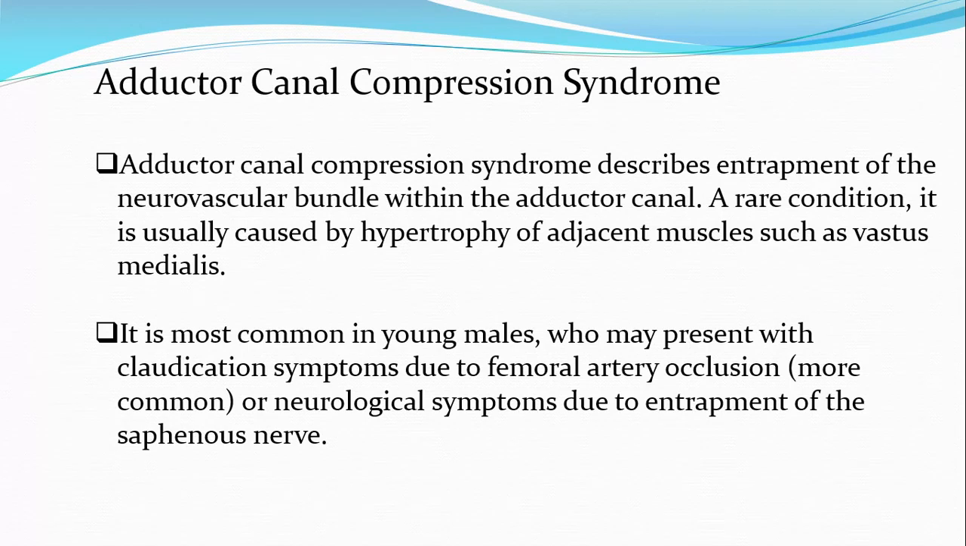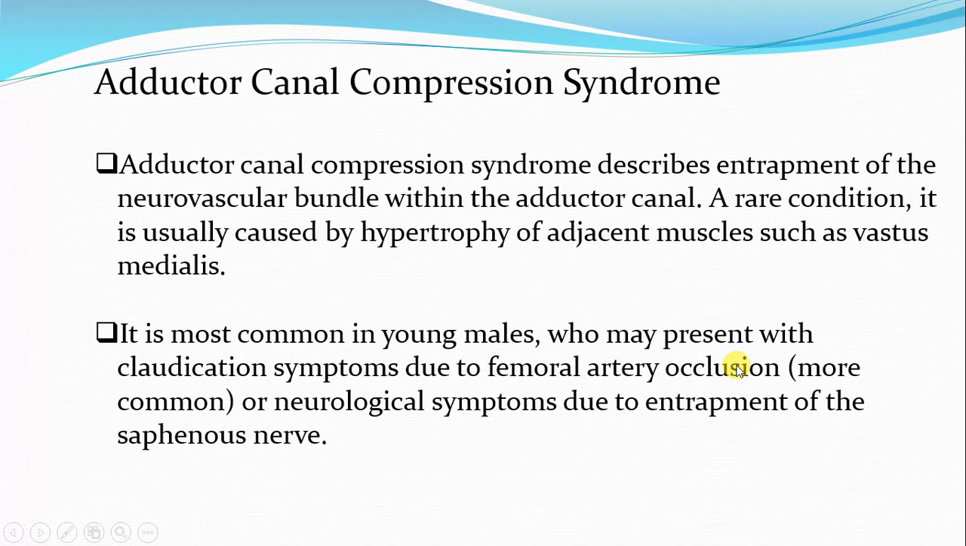Another thing is adductor canal compression syndrome. Because the canal is surrounded by a fascial covering, the neurovascular bundle can be trapped within the adductor canal. It is a rare condition, but usually caused by hypertrophy of an adjacent muscle such as vastus medialis. It is more common in young males. Claudication symptoms occur due to femoral artery occlusion.